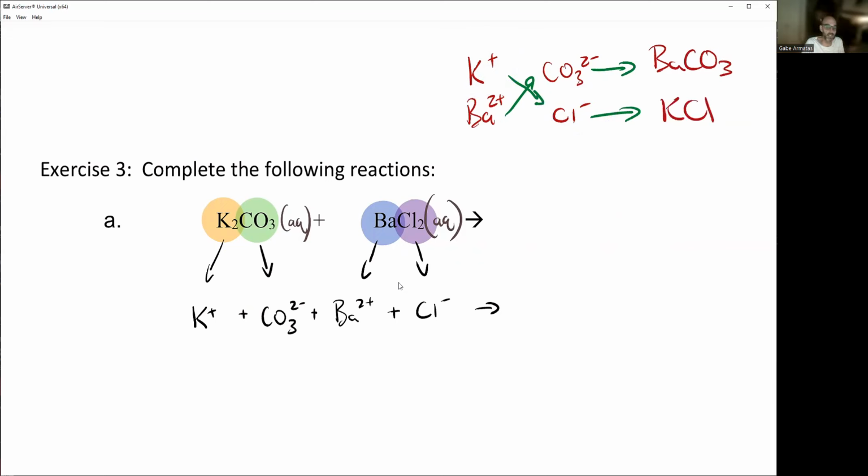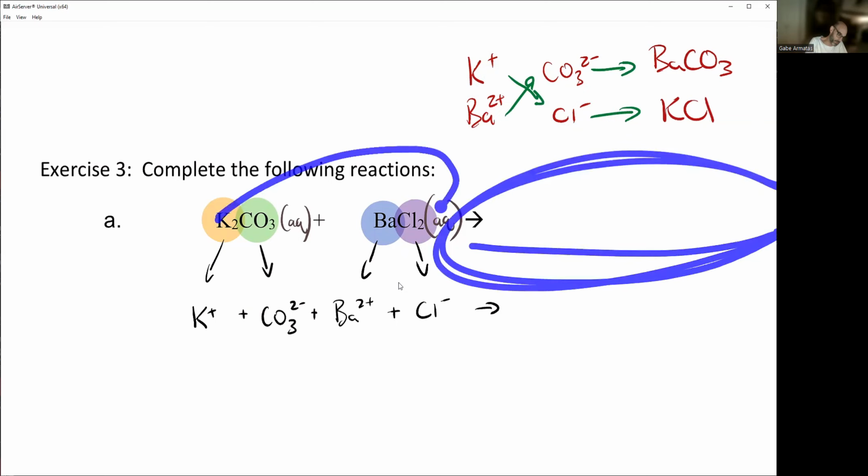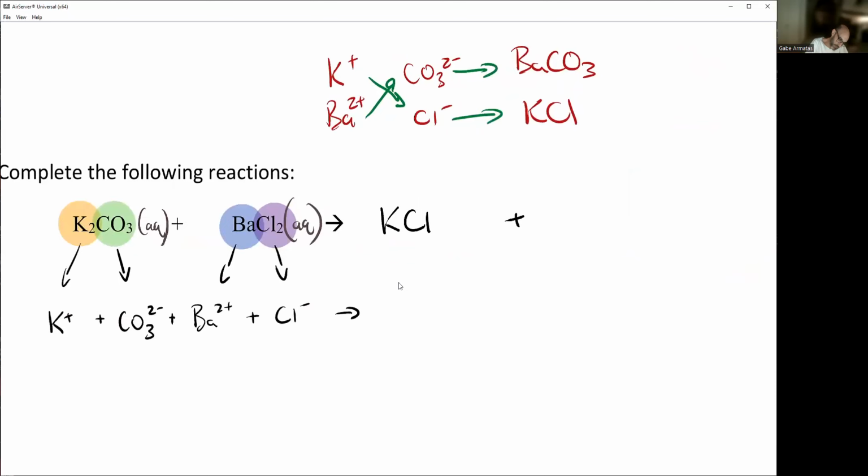Those are the things that I should end up with on the other side over here, because I'm going to have them switch partners. So let's write those out. I'm going to end up with KCl plus, and we're going to leave a little room because we're going to need the phases, barium carbonate, because we're going to recombine.